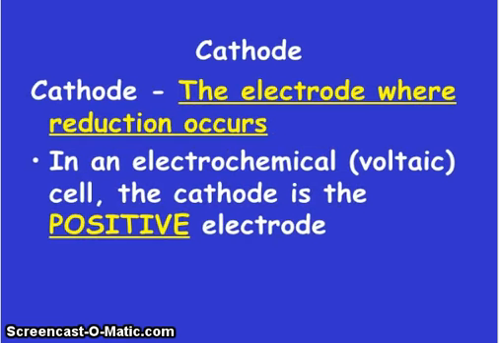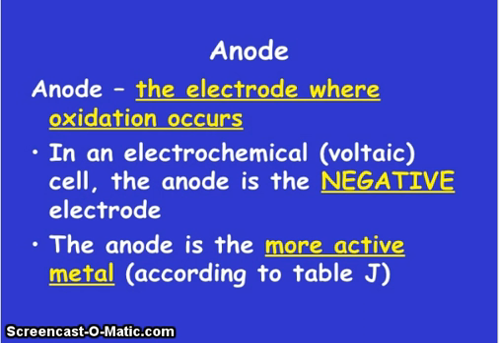Cathode: the electrode where reduction occurs. In an electrochemical voltaic cell, the cathode is the positive electrode. Anode: the electrode where oxidation occurs. In an electrochemical voltaic cell, the anode is the negative electrode. The anode is the more active metal according to the table.